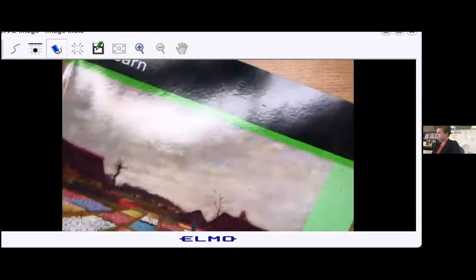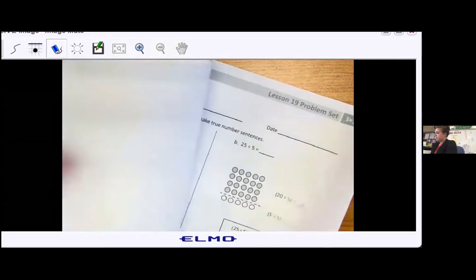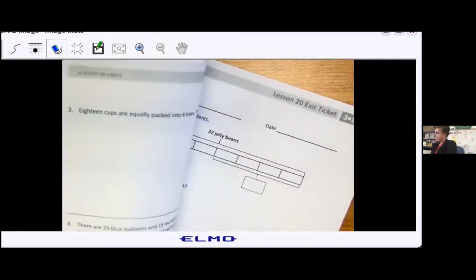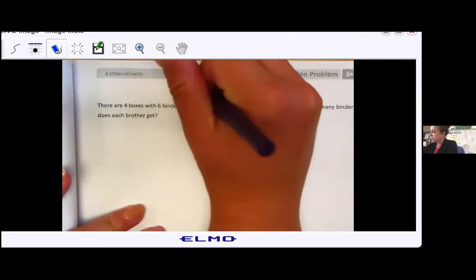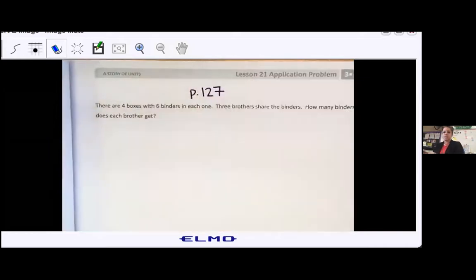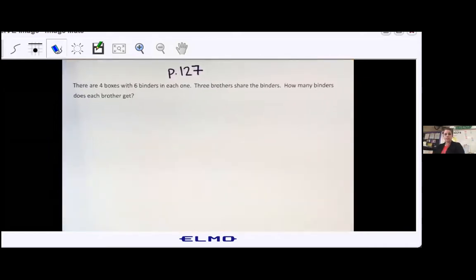So our learn book is with the blue trim. And we are doing page 127. Page 127. If you need a minute to open up to that page, pause the video. All right, I'm going to read it to you.